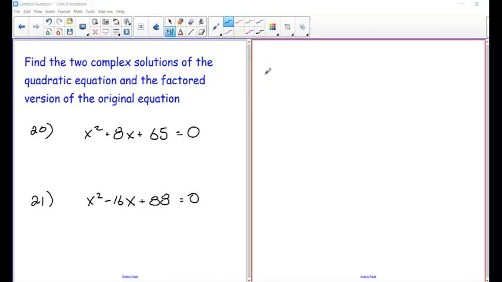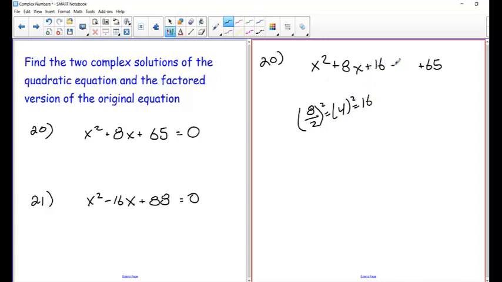Okay, so the last two problems are find the complex solutions of the quadratic equation and the factored version of the original equation. So we want to find the values of x which make this go to 0 and also to make it into a factored form, the same way with the second case. So we use completing the square. So to do that, we take 8 divided by 2, square it, which is 4 squared, which is 16. So we add 16, and we subtract 16. And then we take the first 3 terms and make that into a complete square. So we use this number 4 here.